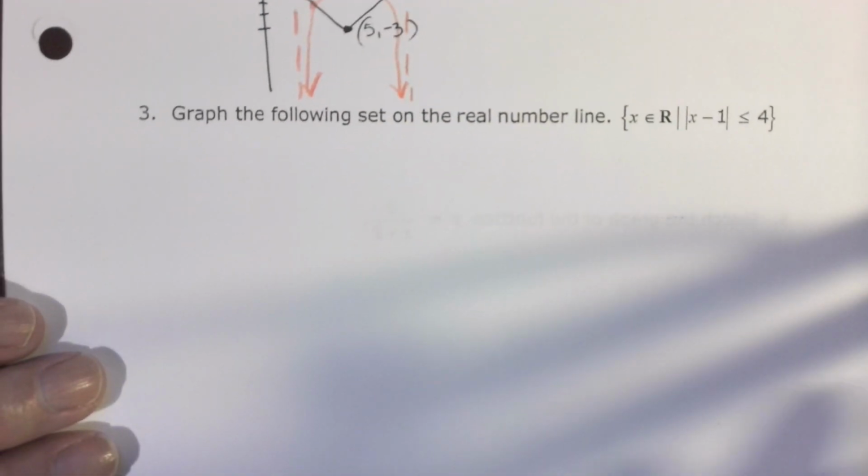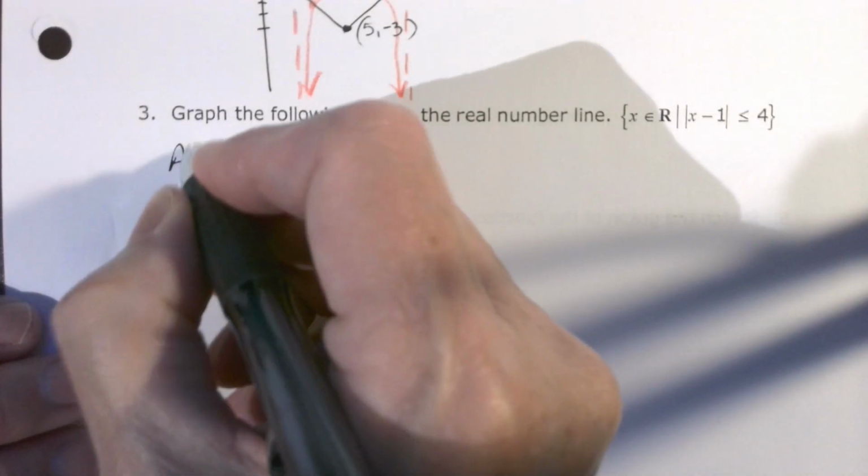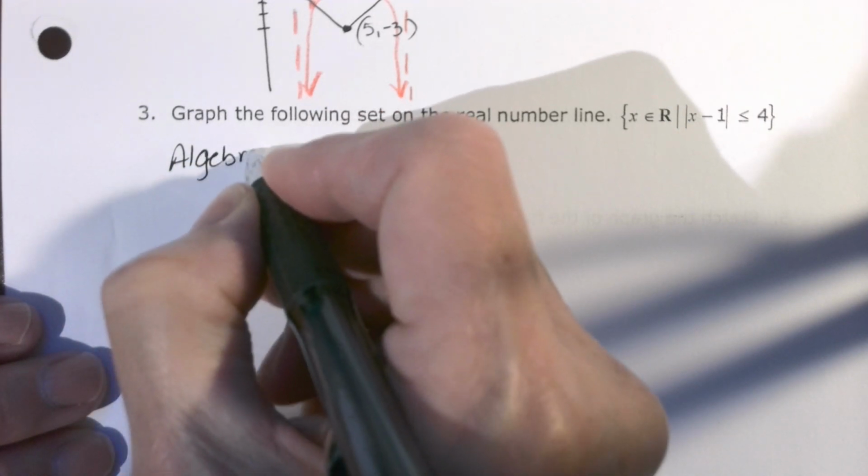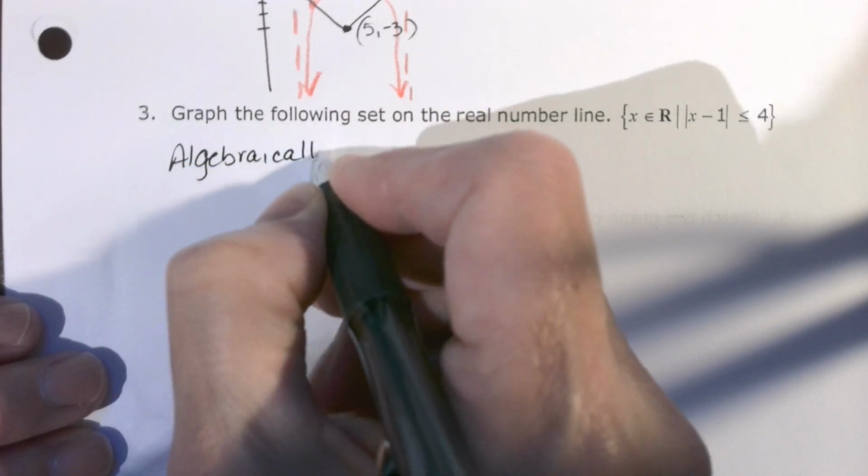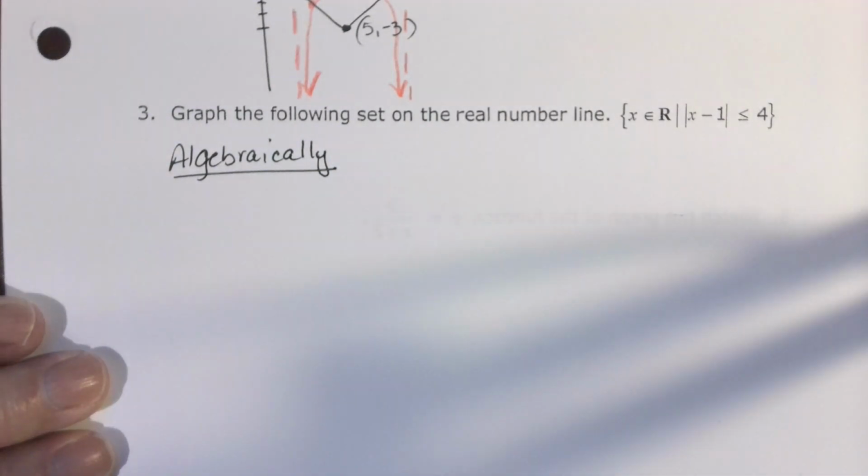Okay, now let's look at this one. It says graph the following set on the real number line. Okay, so there's two ways to look at these. We're going to first look at it algebraically. And I'm not sure if you've been taught both ways, but I'm going to teach you both ways now.